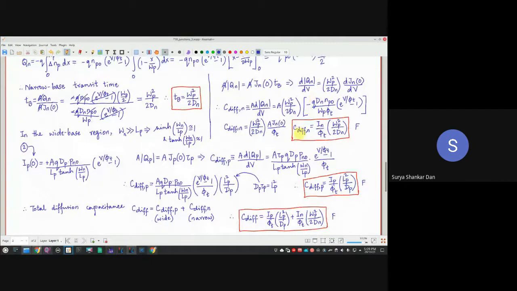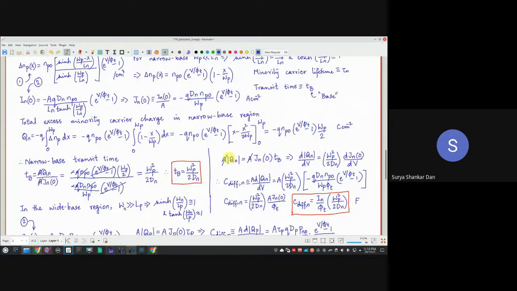What is the diffusion capacitance because of the n-type? Notice that the total charge is A q |Qn|, I have put a mod so that we don't have to bother about the negative every time, and this is the current into tb. tb is something which we have already obtained, so I'll put this Wp squared by 2Dn.